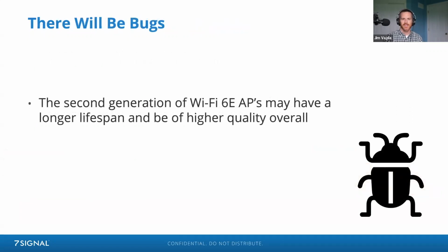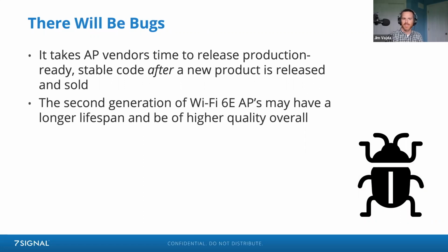So one thing to highlight, of course, with any new Wi-Fi technology, history has shown that there will be bugs. The AP vendors want to get their products out and released as soon as possible, and that often means that stable enterprise-ready code comes after these things are released. That's just a fact of life with enterprise Wi-Fi that we all have to live with and be aware of.